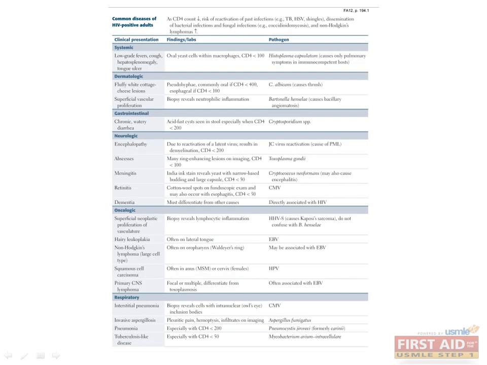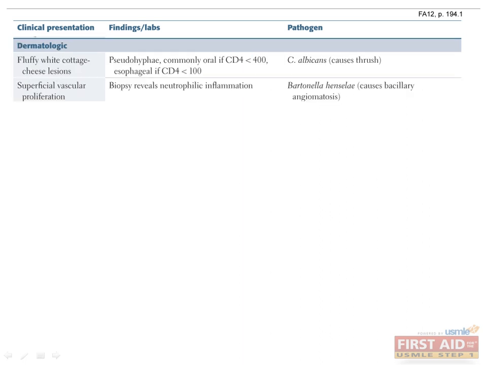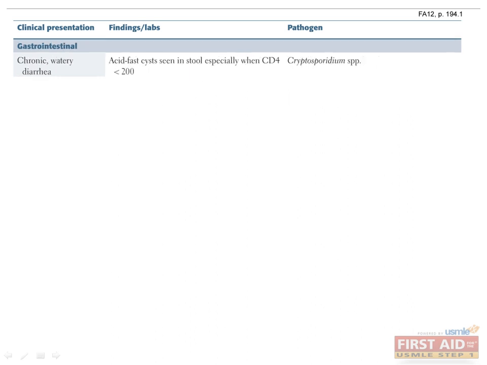The opportunistic infections and diseases of AIDS can affect practically any organ system in the body. A systemic infection that can affect HIV-positive adults is histoplasmosis, which can be seen when CD4 counts dip below 100. Dermatologic infections are common. Look for Candida infections causing oral thrush when CD4 counts are below 400, and esophageal thrush when CD4 counts dip below 100. The GI system can become susceptible to diarrhea from cryptosporidium when CD4 counts are below 200. Look for severe chronic watery diarrhea.